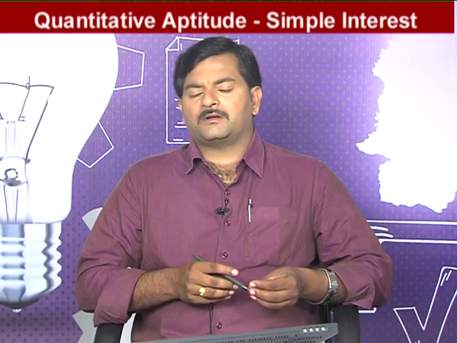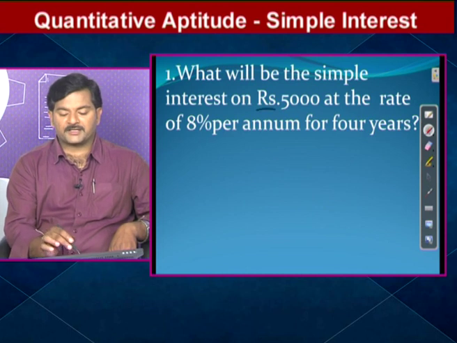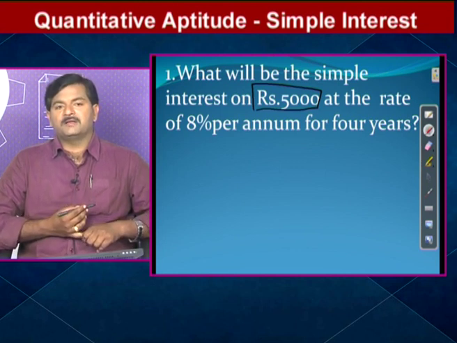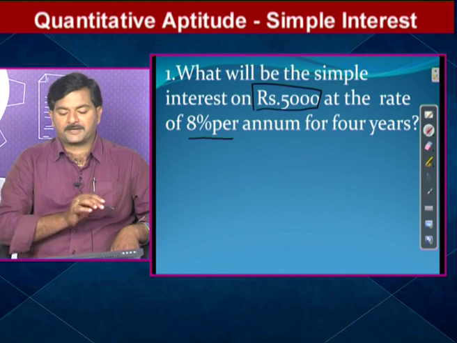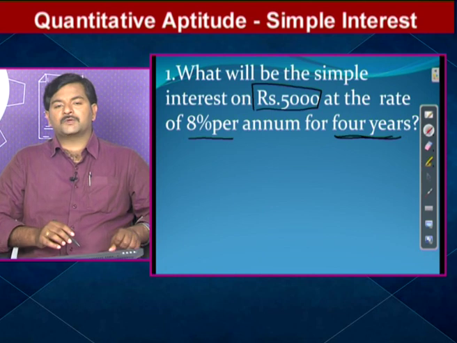I told you, if you understood type 2 you can solve it using type 2 also, or if you are habituated to solving by using I is equal to PTR by 100, you can go ahead, no issue. But observe what is given. What will be the simple interest on rupees 5,000 at the rate of 8% per annum? For how many years is it given? It is given for 4 years. So it is very clear: P value given, R value given, and T value also given.